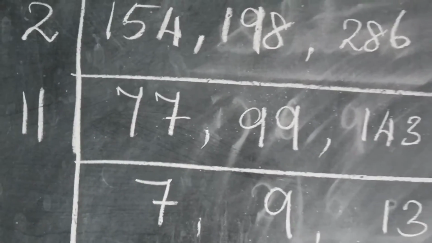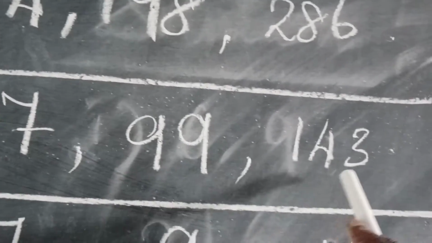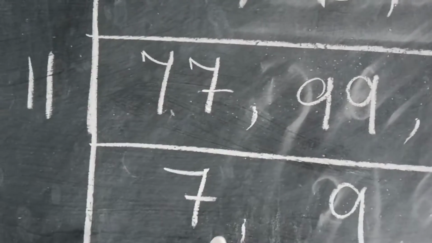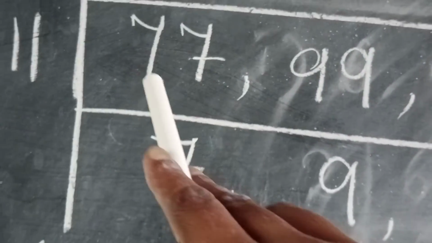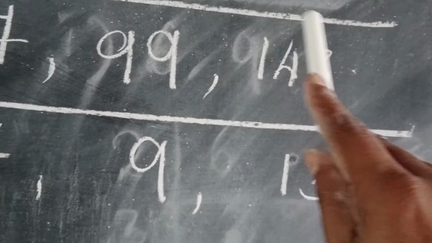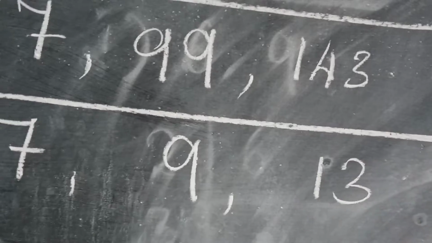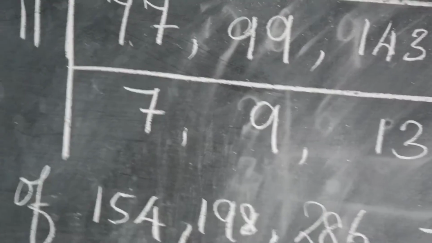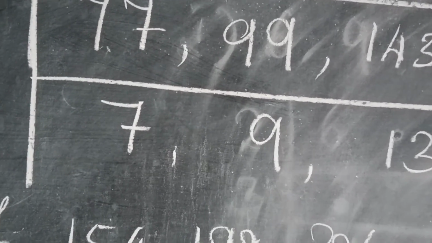Now look at the numbers 77, 99, 143. These can be divisible by 11. So we have to look at the alternate-digit rule for 11. So 7 minus 7 is 0. Here also 0 it becomes. Alternate means 1 plus 3, 4 minus 4 is 0. If 0 or 11 comes, it means it is divisible by 11, when we add alternate digits and subtract from it.